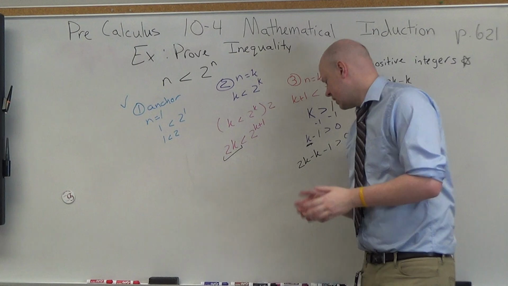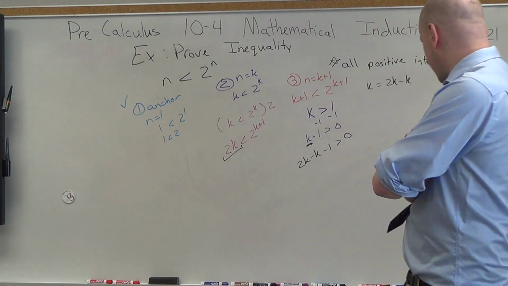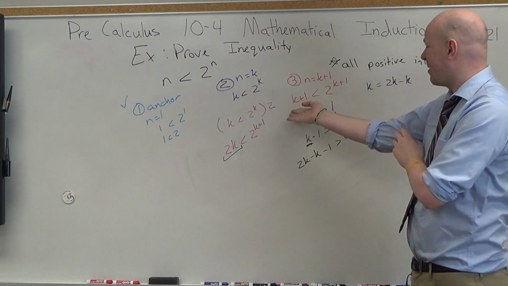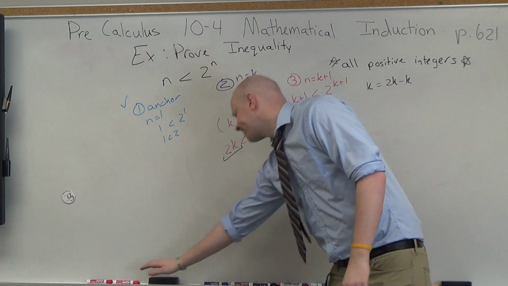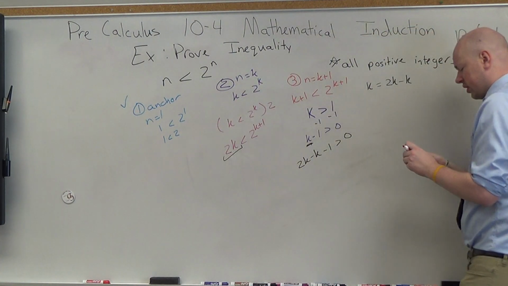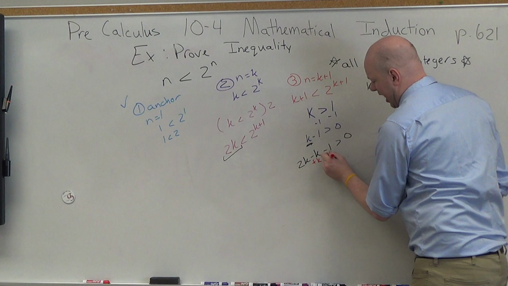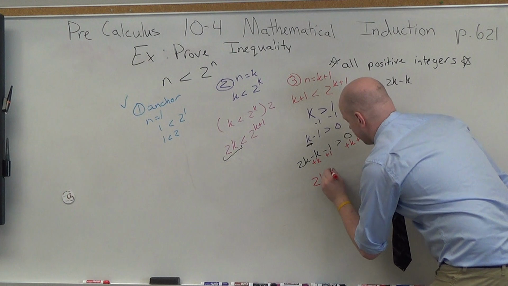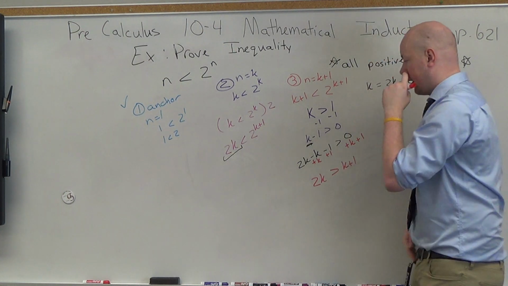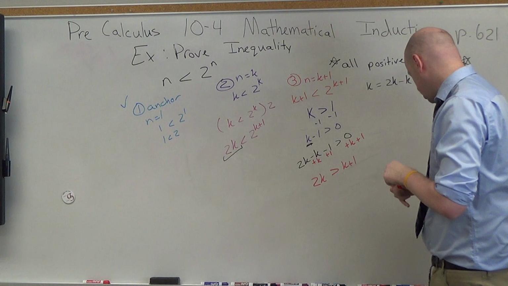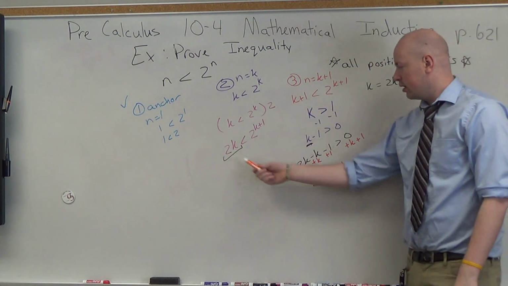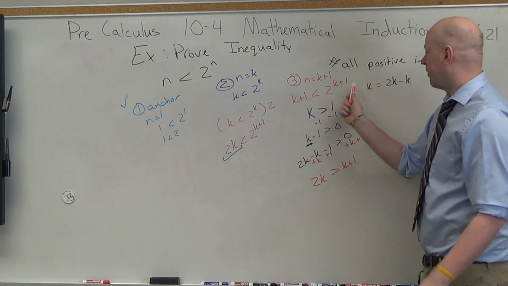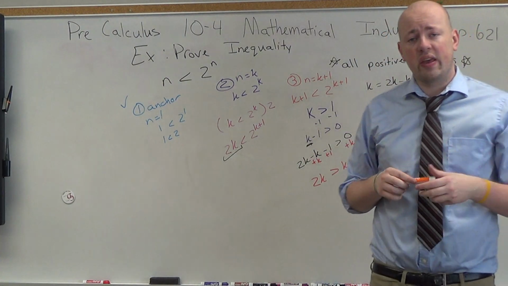Well, that seems kind of messy too. I haven't really gotten anywhere with it. I have my 2k, but now I have a negative k minus 1 and not a k plus 1. Well, if I were to add a k and add 1 and send it to the other side, plus k plus 1, so now I have 2k has to be greater than k plus 1. Okay. Now I have a 2k, I have a k plus 1, and I have a 2k plus 1. I have all these pieces, but how do they interconnect?